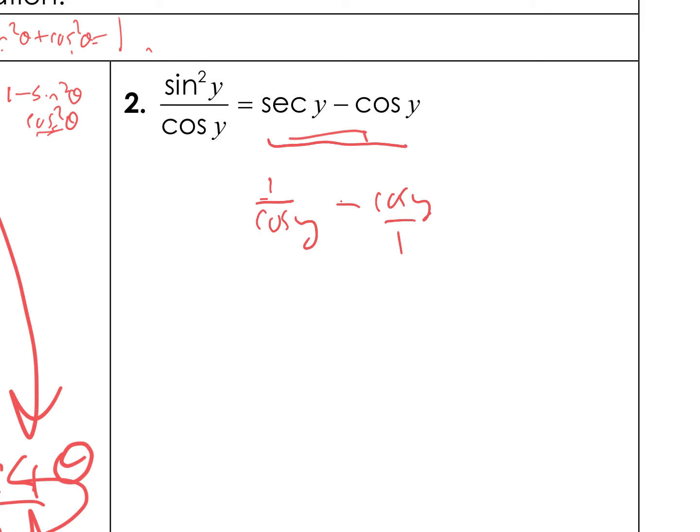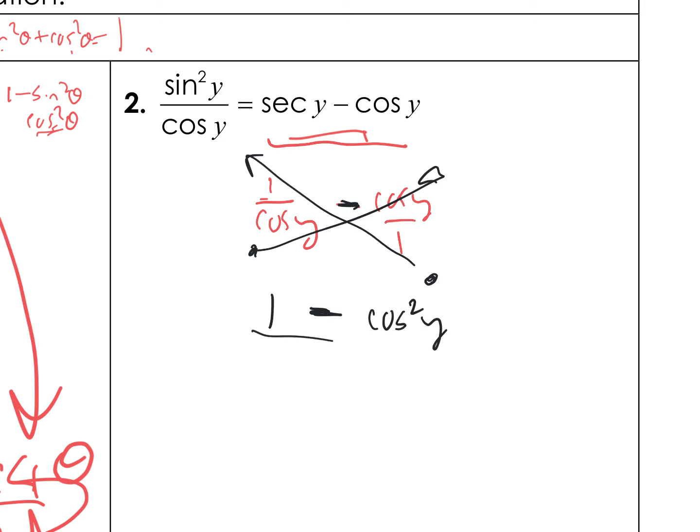Time for the magic fractions. Start from the right, multiply straight up. 1 times 1 is 1. Put a minus sign, because that's what's right here. Go to the left, multiply straight up. Cosine times cosine is cosine squared y, all over the two denominators multiplied together. Cosine of y times 1 is cosine of y.